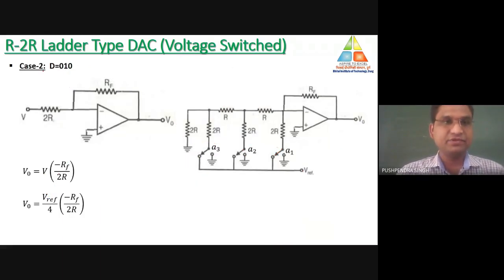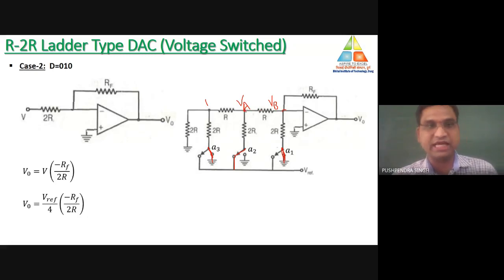Now the second type. Here the value of D is equal to 0, 1, 1. That means the first bit is connected to ground, the third bit is connected to ground, but the second bit is connected to the reference voltage source. The second bit is the only one connected to the reference voltage source. Then what is the solution of this? So let me denote here: this node voltage is VA, and let this node voltage be VB.